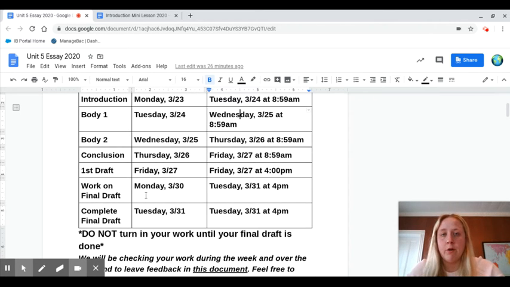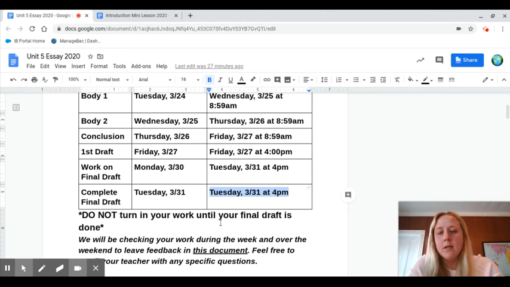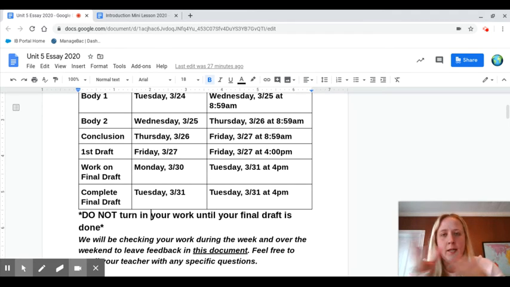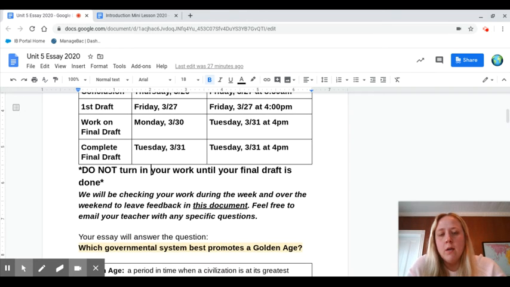Next week, if we are still working in this way or if we're back in the class, we will be working on our final draft Monday and Tuesday, and it will be due Tuesday at the end of the school day. So whether we're in class that day or on the computer at 4 p.m., make sure you do not turn in this document until your whole final draft is done. We don't want you submitting, unsubmitting, all of that. We'll be looking as you're going.